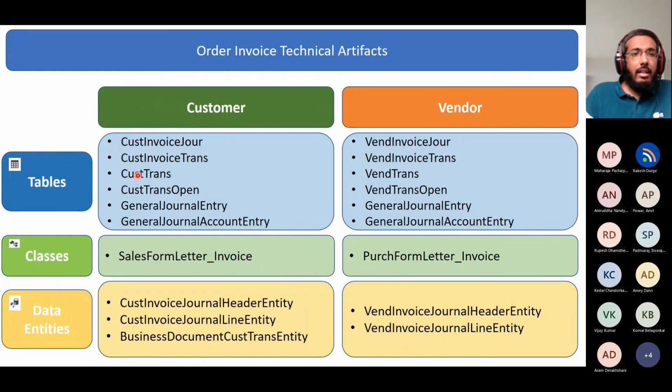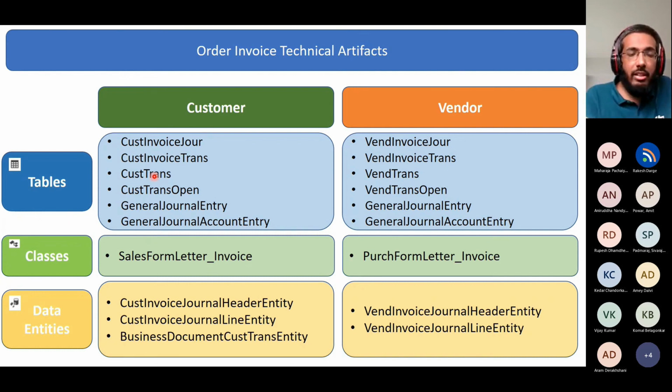And then we have CustTrans. CustTrans holds information about your actual customer transactions. It can be an invoice, a payment, a credit note, or a free text invoice. Whatever transactions are posted against that specific customer are stored in CustTrans. So this is your go-to table for any customer.